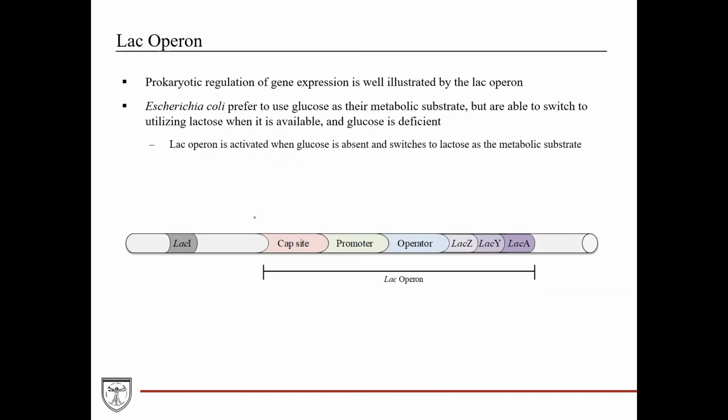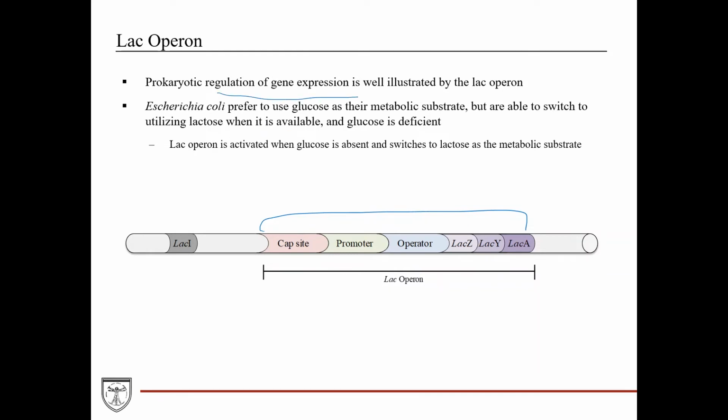So over the next few slides, we're going to talk about the Lac Operon, which is a unit of DNA, as you can see here, that is involved in regulating gene expression of specifically these genes here, LacZ, LacY, and LacA, that code for proteins that are involved in lactose uptake and metabolism. And the Lac Operon is important because it illustrates a lot of important concepts with regulation of gene expression in prokaryotes. So E.